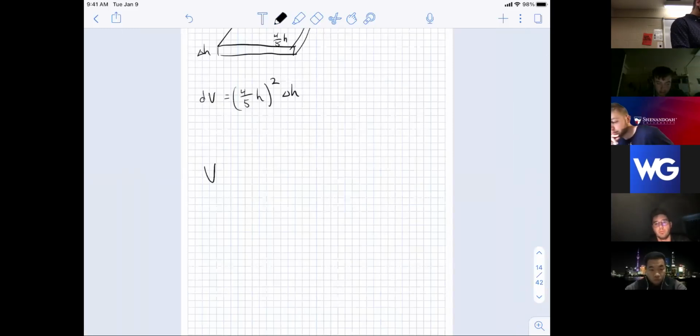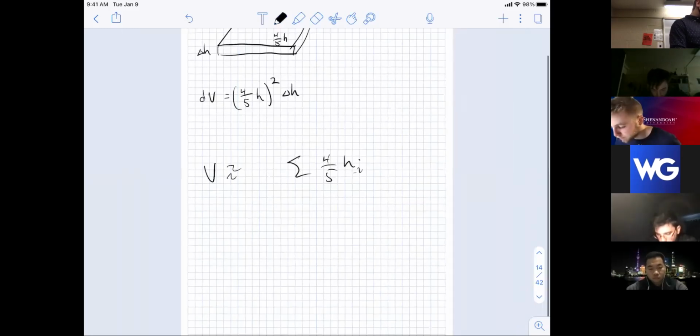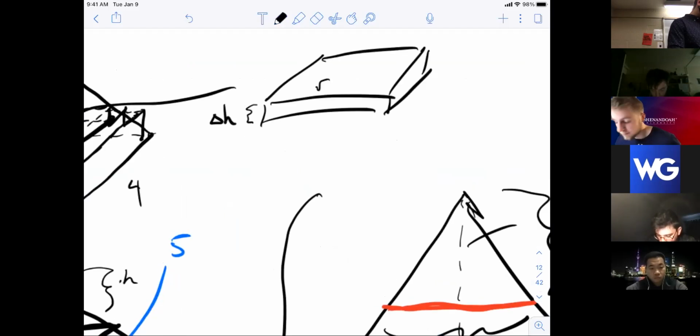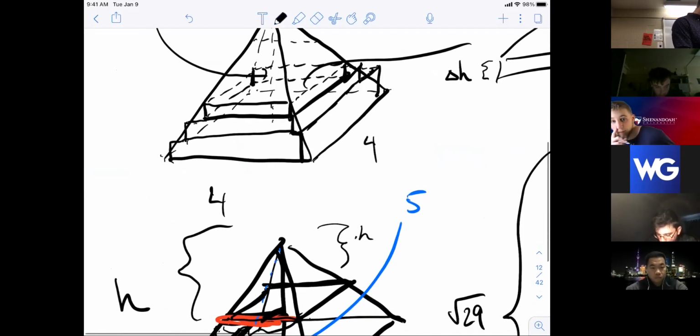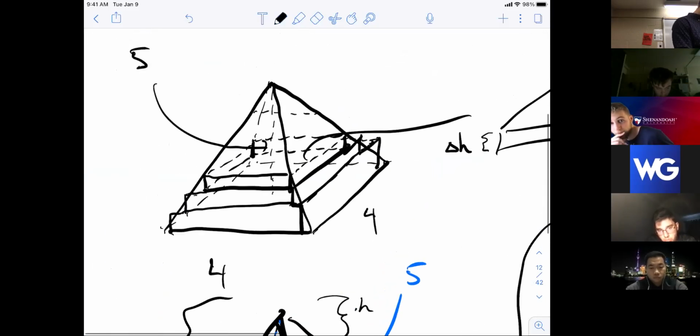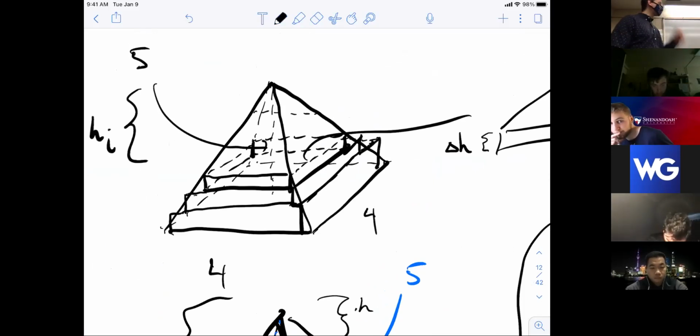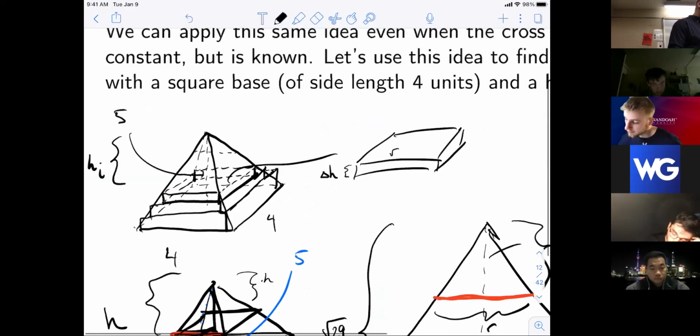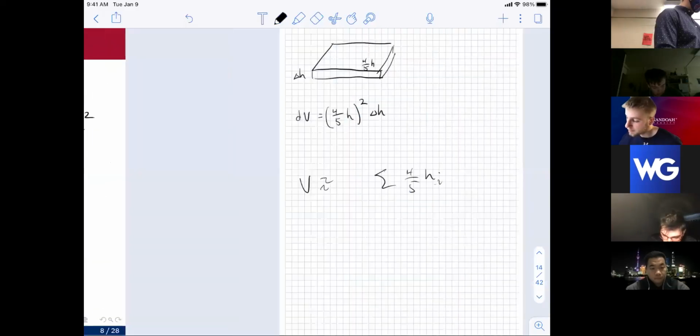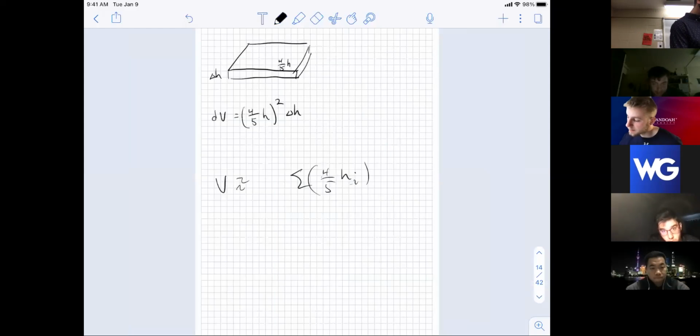The full volume is going to be, approximately for right now, the sum of 4/5 h_i, and h_i is going to be how many steps I've taken. Sorry, we're looking at h from the top. h_i is how many steps I've taken from the top. So h_i is that length. 4/5 h_i squared delta h, where i is 1 to n.